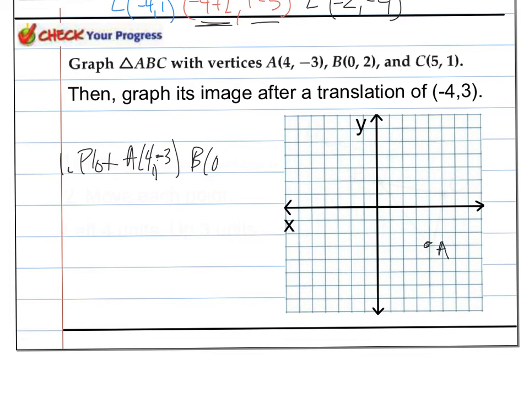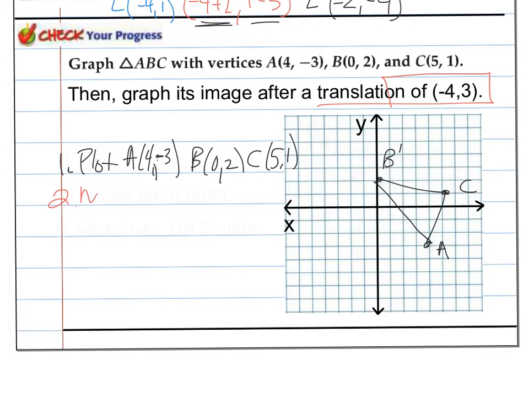B, which is 0, 2. So I go 0 to the right and left and up 2. And then C, which was 5, 1. So I'm going to go to the right 5 and up 1. There we go. So step 2 then, they're asking me to graph its image after the translation of -4, 3.